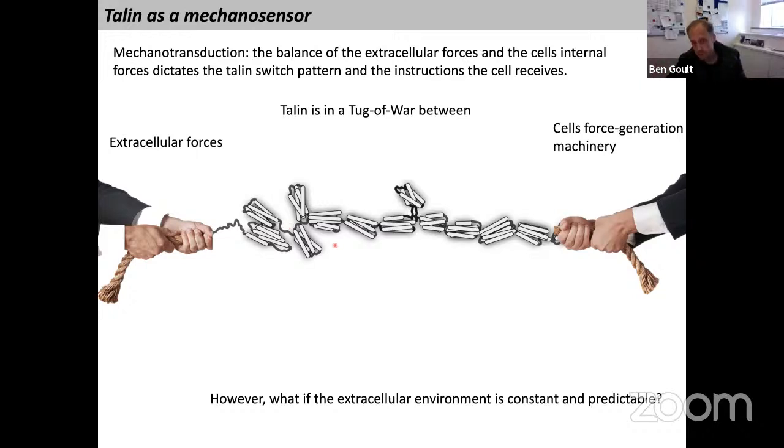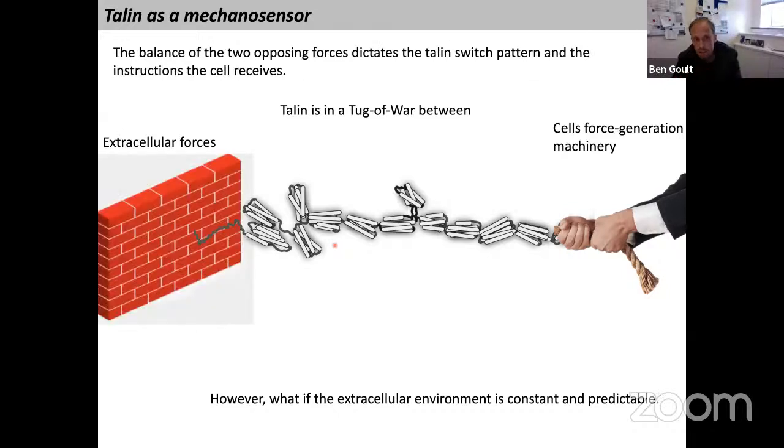But one of the questions I asked, which led to the mesh code theory, was what would happen if the extracellular environment is predictable? And I don't mean it never changes here, but I mean if it's highly regulated and highly remodeled, so it's always predictable. And this is what the cells do. They spend an incredible amount of effort trying to make the ECM predictable.